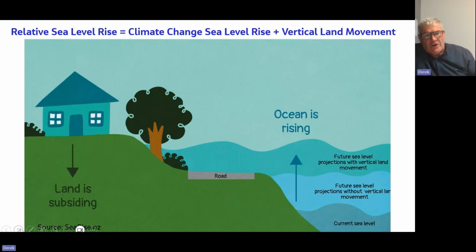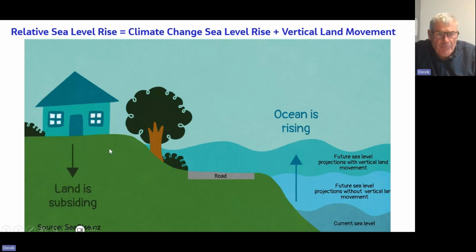So, relative sea level rise. It's a combination of climate change sea level rise and vertical land movements, commonly called VLMs. So climate change sea level rise is an increase in the sea level due to thermal expansion of the oceans with increased temperature, and a contribution of increased ice melt from those warmer temperatures. So we can see that our current sea level down here goes up with that climate change.